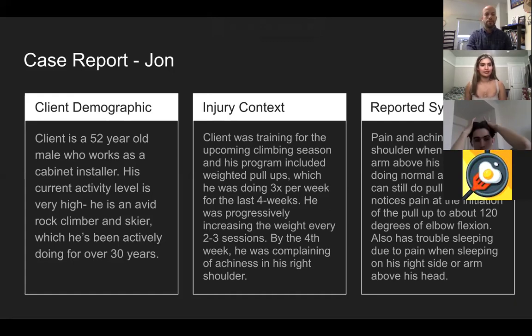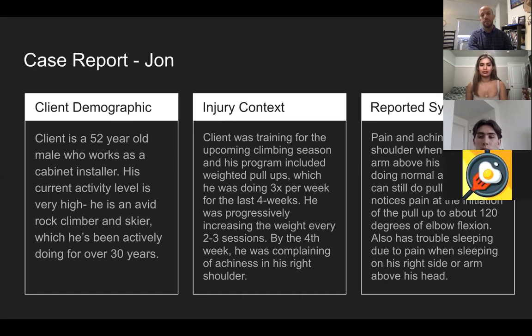Our case study was a client named John. He's a 52-year-old male who works as a cabinet installer. His current activity level is very high. He's an avid rock climber and skier, which he's been actively doing for over 30 years. He was training for the upcoming climbing season, and his program included weighted pull-ups that he was doing 3 times per week for the last 4 weeks. And he was progressively increasing the weight every 2 to 3 sessions.